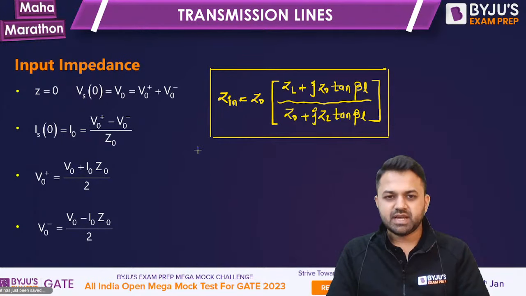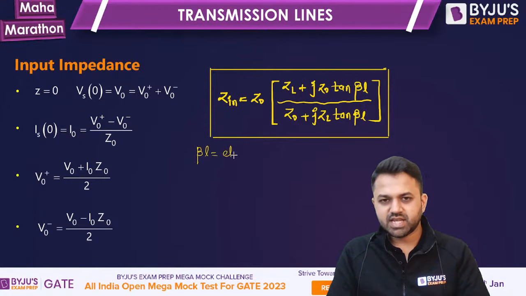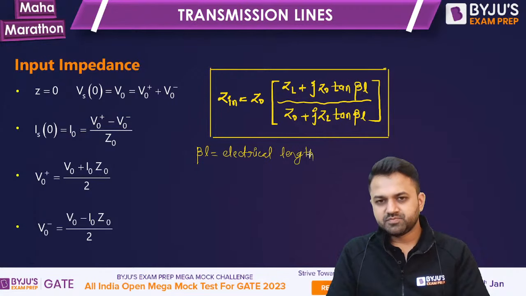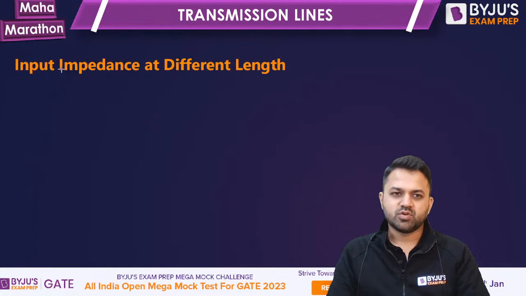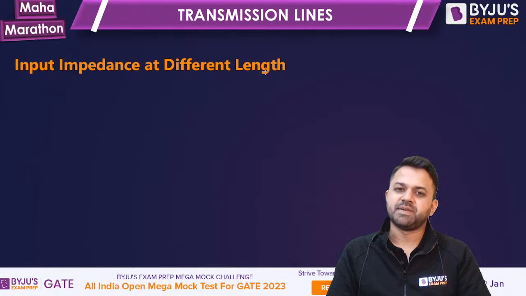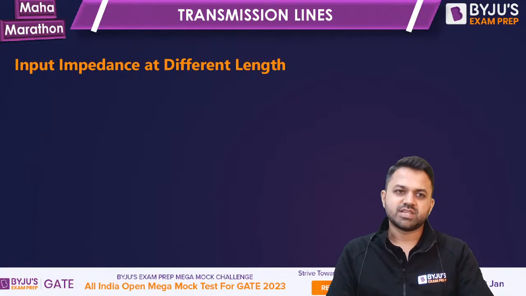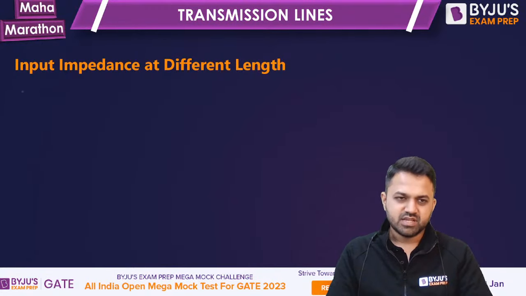So what is beta L? Beta L is known as the electrical length, and its unit is radian. Our aim is to calculate the input impedance at different lengths. That means, when you change the length, what will be the input impedance?